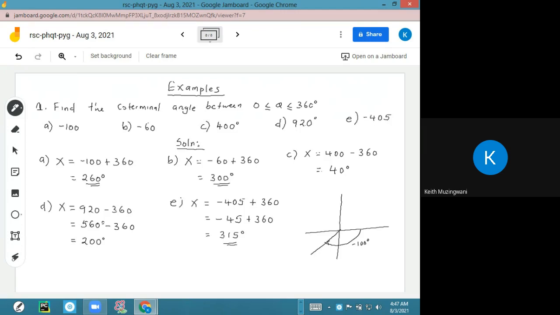Then +260 starts from there. This one here is positive 260. So if you can see, they start from the same point and end at the same point.